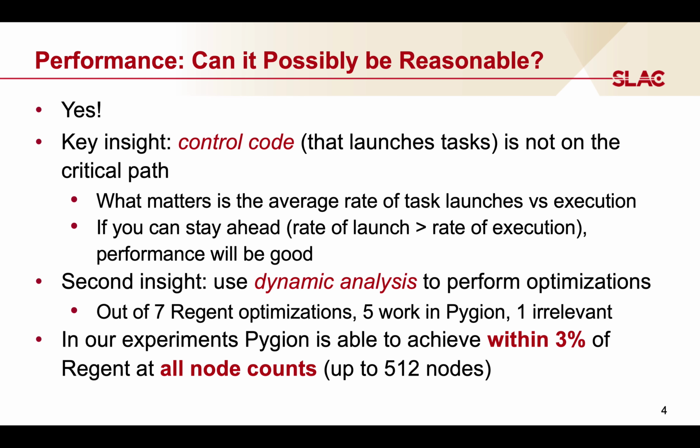And so the bottom line is, in the experiments that we've done with this Pygion interface, we have been able to achieve within 3% of the original Regent optimized programs at all node counts, from 1 all the way up to 512 nodes. This is a productive and efficient way to write these programs for supercomputers.